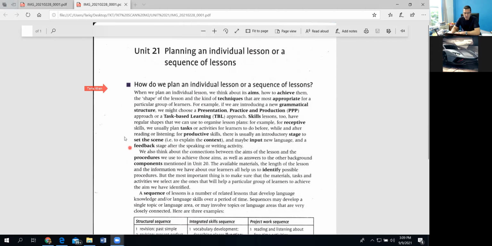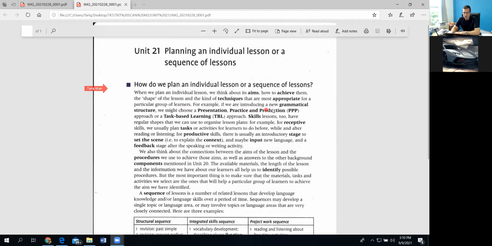First of all, we try to understand what it is. When we plan an individual lesson, we think about its aims. Aims are very much clear to us; we discussed them in Unit 19. How to achieve them, the shape of the lesson, the kind of techniques that are most appropriate for a particular group of learners. So aims is the first thing we focus on when planning a lesson, and then we lay down procedures on how to achieve those aims. And with the type of learners we have, age-wise, the lesson planning is different. That's what they are talking about.